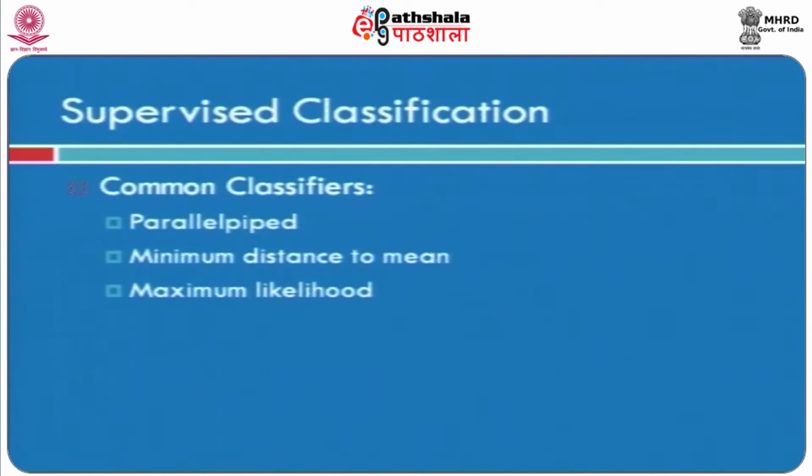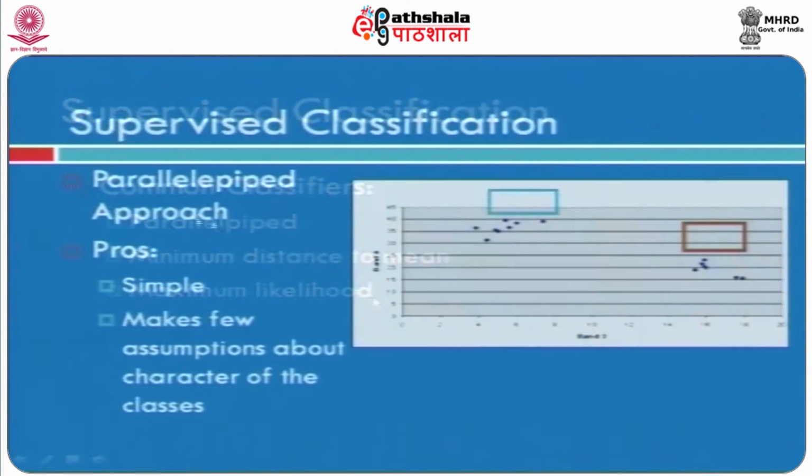Normally we say parallel piped, maximum likelihood or minimum distance to mean. Of all these three, maximum likelihood is the most important one, and it is the one in vogue. When you talk about parallel piped and minimum distance to mean, that does not mean they are not in use, but they are useful in the sense of how it is done.